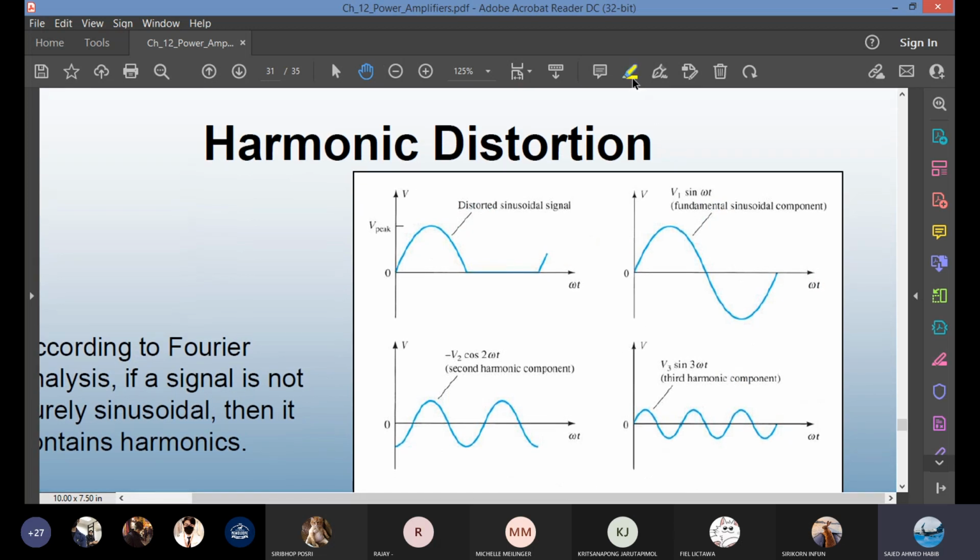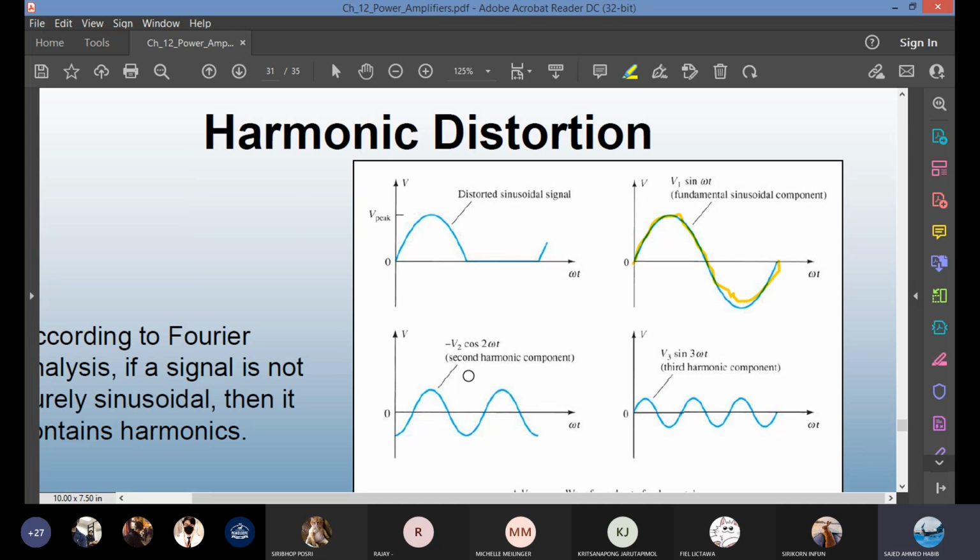Okay, let me trace this one. V1 sine omega t. This is your main component. Omega equals 2 times pi times f. Everyone remembers that? The formula for omega? 2 pi f.